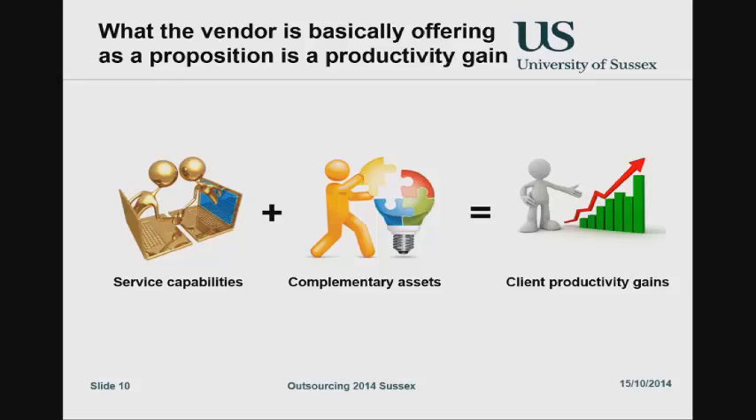Now, what the vendor is basically offering, as a proposition, is a productivity gain, aren't they? If you think about it, what they're saying is, we can do all of these things for you, service capabilities, and with you, complementary assets, we can improve your business in some way or other. And that can be, we know how to manage IT far better than you do, because we have competence, we're a big organisation, all of our people are trained. You have a tiny little IT organisation compared with us. They're not capable of keeping up with the technology, etc. Therefore, we are much more capable of carrying out that service for you at a better price.